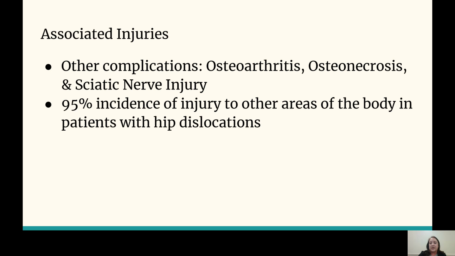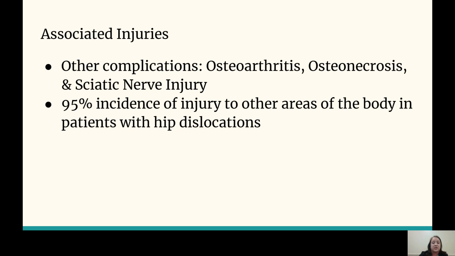The sciatic nerve extends from the lower back down the back of the legs. It's the nerve that's most commonly affected from hip dislocations. Injury to the sciatic nerve may cause weakness in the lower leg and affect the ability to move the knee, ankle, and foot normally. Sciatic nerve injury occurs in approximately 10% of hip dislocation patients, and the majority of these patients will experience some sort of nerve recovery.